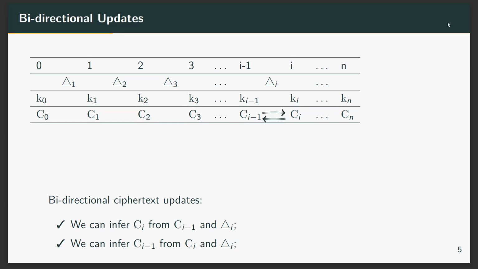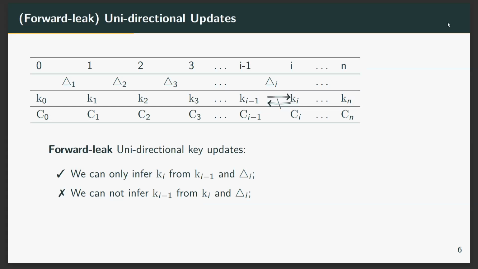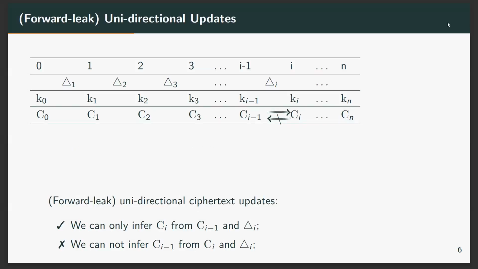The direction is also defined with respect to the ciphertext updates. You can also use this token to shift the ciphertext in the forward direction or in the backward direction. For unidirectional updates, the early work considered only the forward direction, the forward-leak unidirectional updates. It means that the adversary with the token can only go in the forward direction, but not the backward direction. And for unidirectional ciphertext updates, it's always forward. So we only consider the forward direction.